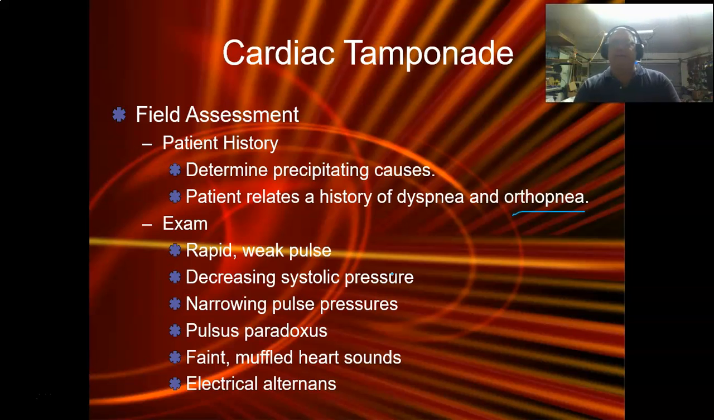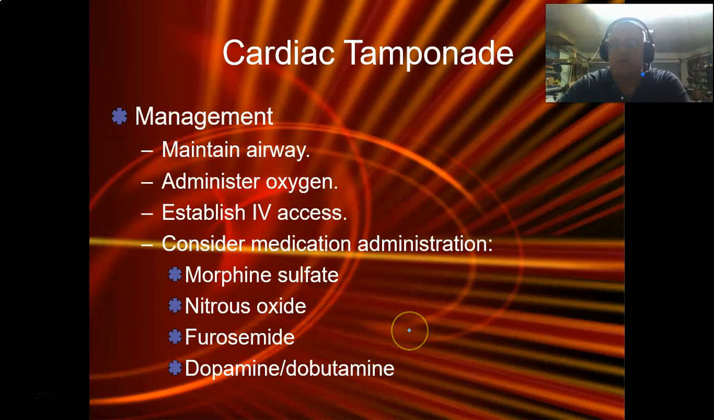Pulsus paradoxus is going to happen. It's going to start reducing that, and it's because you've got more pressure in the thoracic cavity. You may hear faint or muffled heart sounds. Instead of lub-dub, you're hearing a muffled lub-dub. And so it's very difficult. And then electrical alternans. So you're going to start seeing electrical irritability where it shouldn't be. Matter of fact, it might even go into VTAC because it's trying to compensate. And unfortunately, that's obviously not going to work.